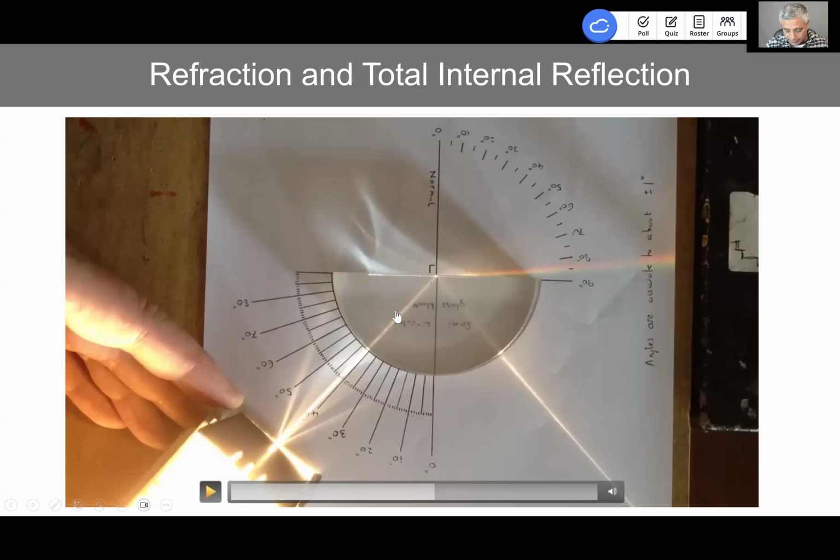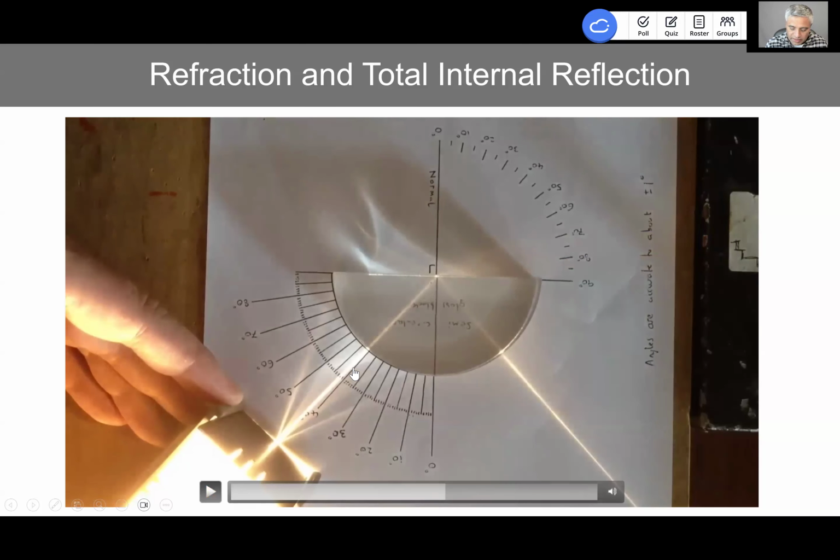This is glass. Glass has a refractive index of around 1.5. So if we were to use that refractive index of glass in air, we should be able to calculate that. Once the angle becomes slightly more than that critical angle, all the light is just getting reflected. So that's what total internal reflection is.